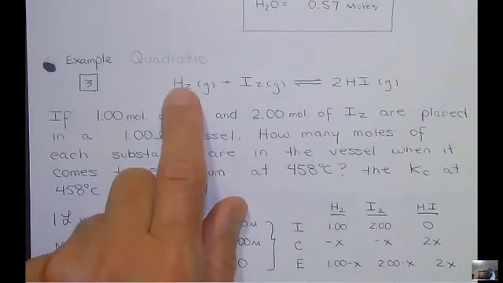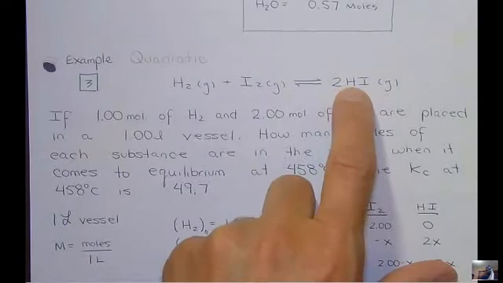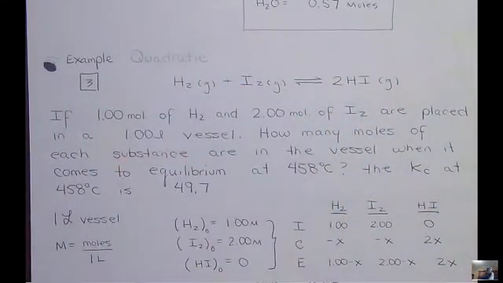The equilibrium is the equilibrium between hydrogen and iodine to make HI, or hydrogen iodide. Okay, all in the gas phase, so there's nothing to leave out. Let's read the question. If 1 mole of hydrogen and 2 moles of iodine are placed in a 1 liter vessel, how many moles of each substance are in the vessel when it comes to equilibrium at 458 degrees C? Okay, the Kc at 458 degrees is 49.7.